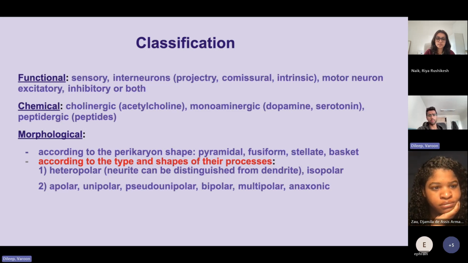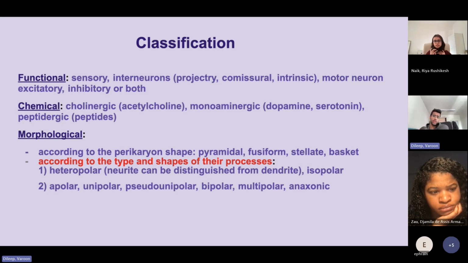When we talk about the chemical types of the neurons, we have cholinergic, monoaminergic, as well as peptidergic. So when we talk about cholinergic, it's in the name, acetylcholine. They release acetylcholine, which is a neurotransmitter, which is important for movement, memory, as well as learning. When we talk about the monoaminergic, these use chemicals like dopamine, serotonin, or norepinephrine, which influence your mood, alertness, as well as reward. And then the last one, in terms of chemical classification, we have the peptidergic. So what they do is they release peptides, which are just small protein molecules that help in communication.